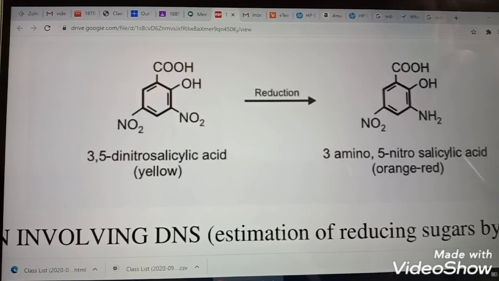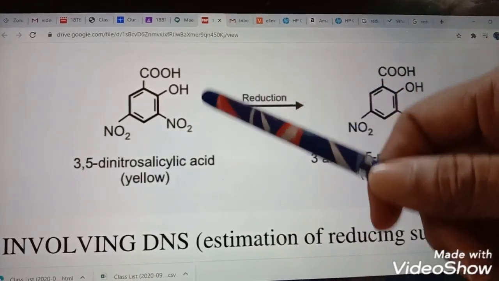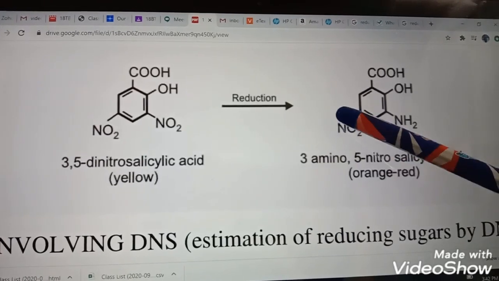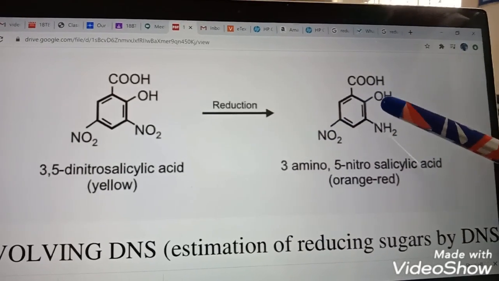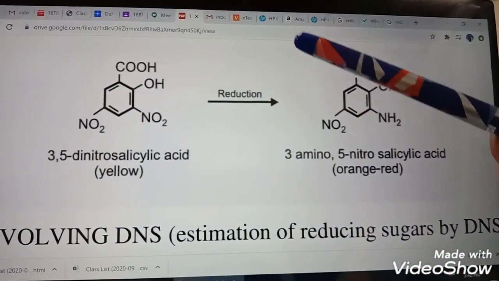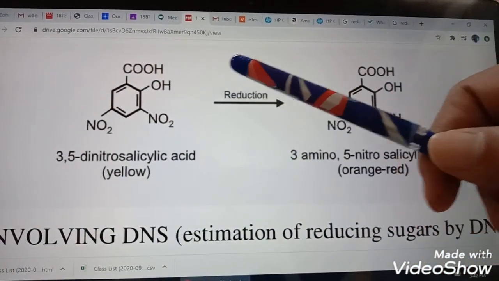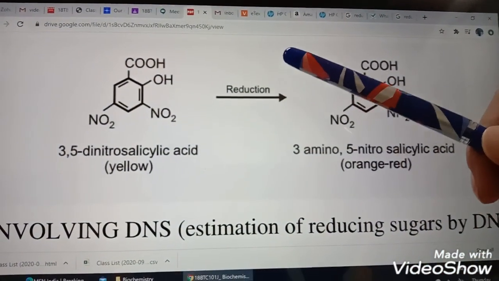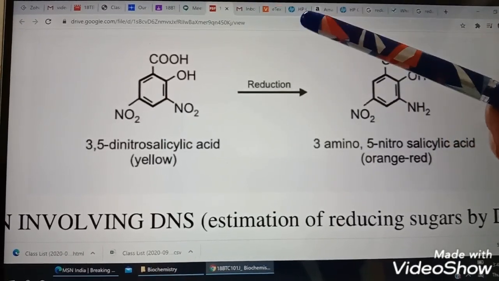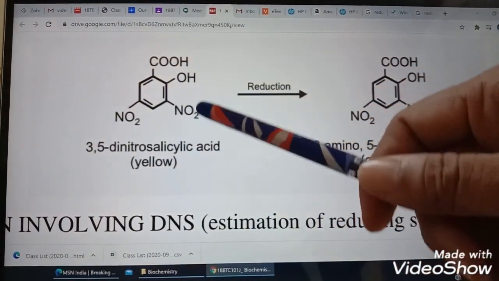So after reduction, which can be defined as removal of oxygen or adding of hydrogen, that hydrogen comes from the glucose, the reducing sugar. Oxidation of glucose takes place. In this case, it is the adding of oxygen or removal of hydrogen ions from the glucose, and these hydrogen ions can be added in this position.